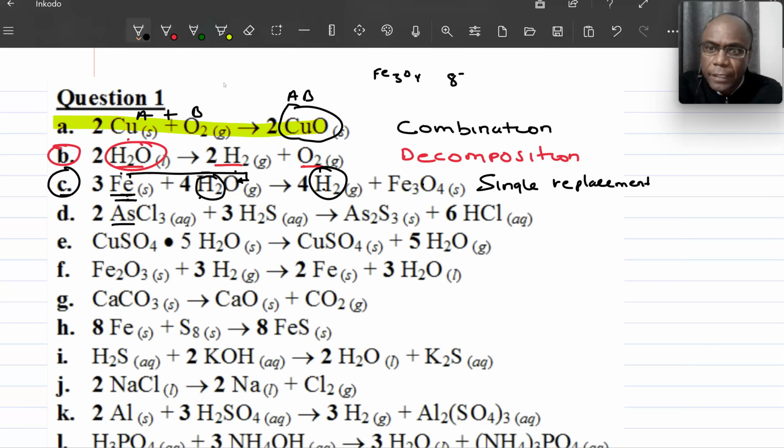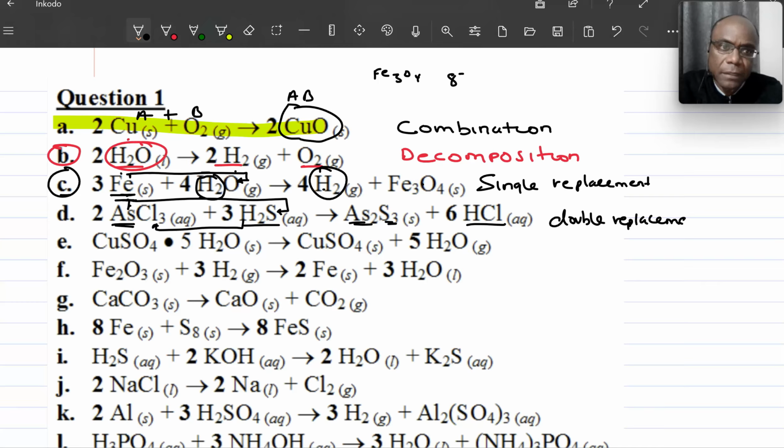Then I have AS chloride reacting with dihydrogen sulfide to give you AS sulfide and hydrogen chloride. So here I'm believing that the AS is picking up the sulfur and the hydrogen is picking up the chlorine. So the swapping of partners, this has to be double replacement, complete swapping of partners.